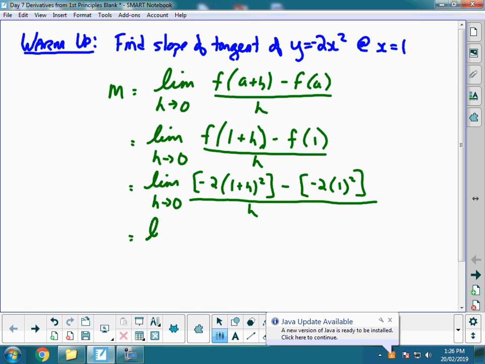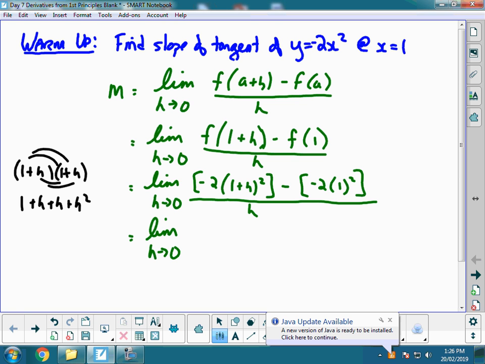We'll do some simplifying. And again, remember, be careful when you square 1 plus h. That's 1 plus h plus h plus h squared. So 1 plus 2h plus h squared. You probably get used to doing a bunch of those, so you won't need to write it out every time, but it's still worth being careful. So 1 plus 2h plus h squared.